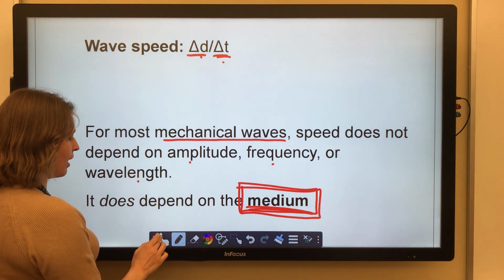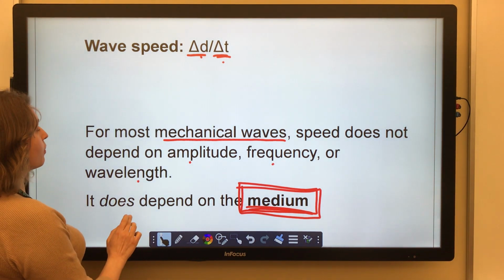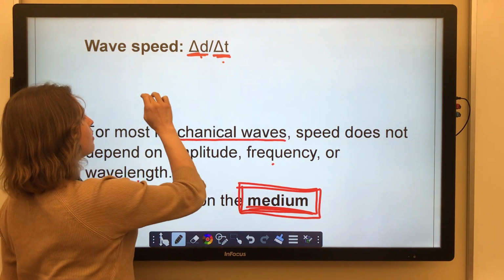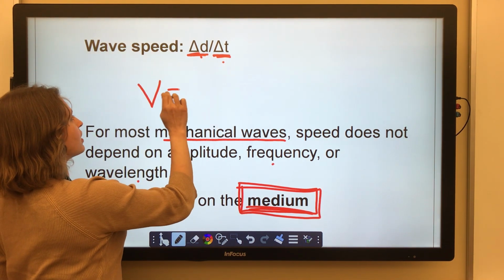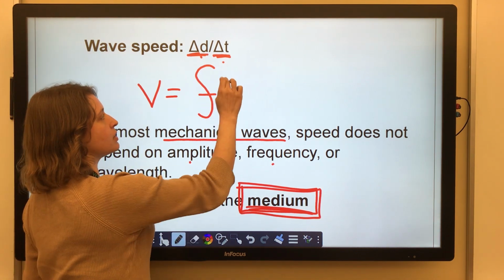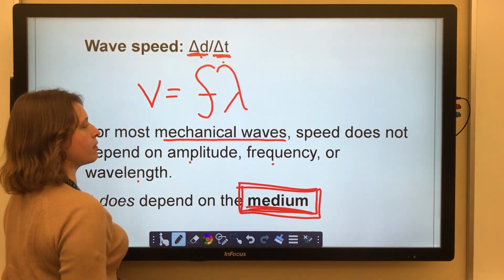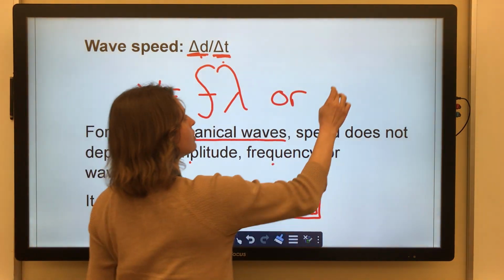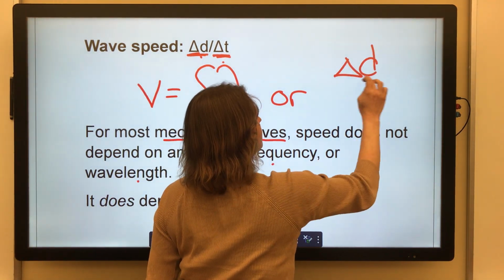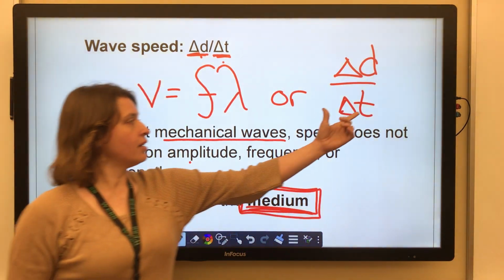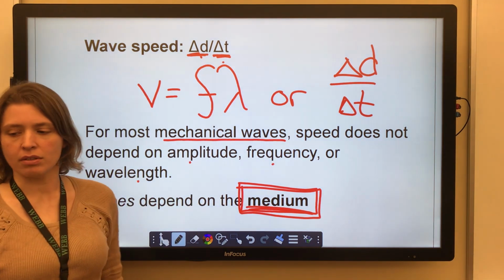For a given wave, we have another way of representing wave speed. I'll give you a second equation. So we have distance over time. Another way of representing wave speed is that it's the product of a wave's frequency and its wavelength. So we really have two equations that we're going to use to represent wave speed: distance over time, or frequency times wavelength. This is kinematics. This is new material here.